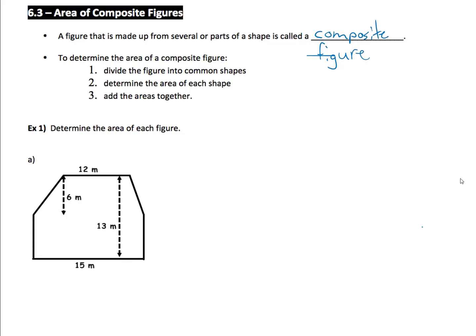In order to determine the area of a composite figure, you might need to divide the figure into common shapes. Usually that's the very first step. Next, you determine the area of each shape separately, and then you add the areas together. We're going to see this in examples 1 and 2. In example 3, we actually have to subtract some areas, so that happens sometimes. So add or subtract the areas as needed.